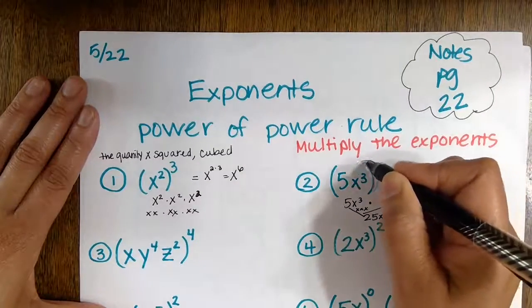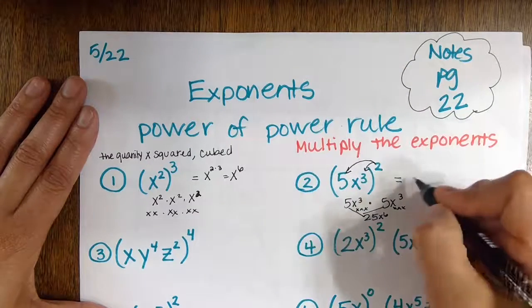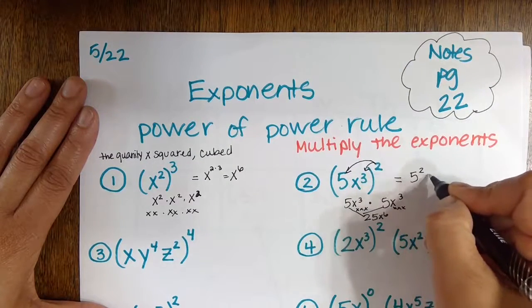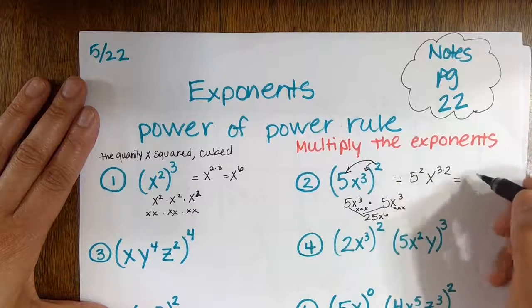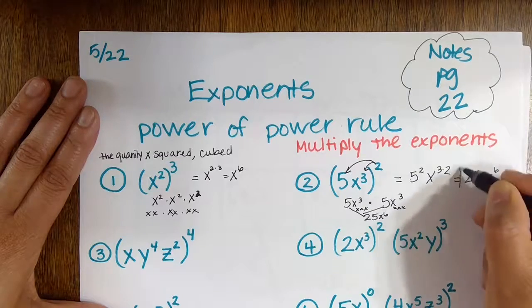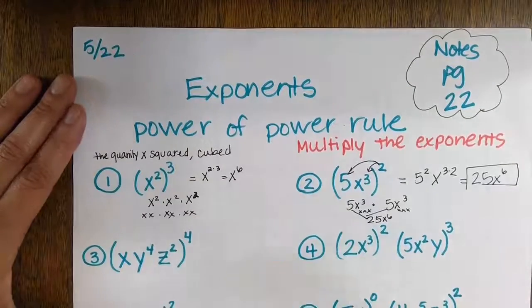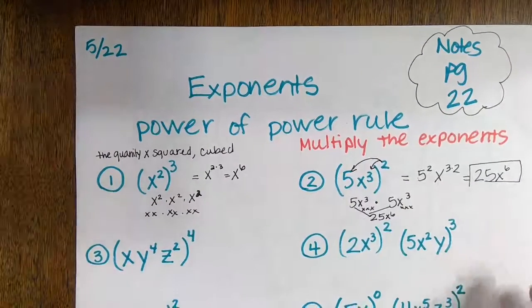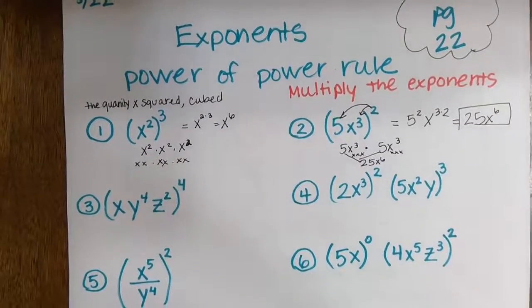If I were to multiply everything to this power, the rule's easier. 5 squared, x, 3 times 2. Well, 5 squared is 5 times 5, 25. 3 times 2 is 6, x to the 6th. So the rule is definitely a lot easier. Power of a power says multiply the exponents. I'm not going to draw these out anymore. We're just going to go straight to the rule. Number 3.